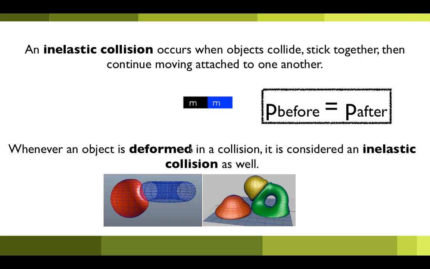So imagine two balls of clay. If you were to throw them at each other, they would flatten out a little bit and they would stick together. That would be an inelastic collision. You could also have a car wreck where two cars hit each other, and when they smash into each other, they're deforming. So that would make it inelastic, and they're most likely going to stick together a little bit as well. So those would be inelastic collisions.